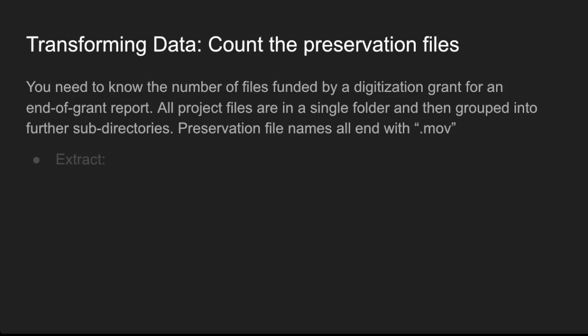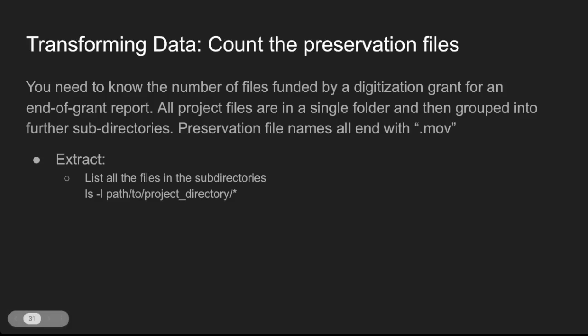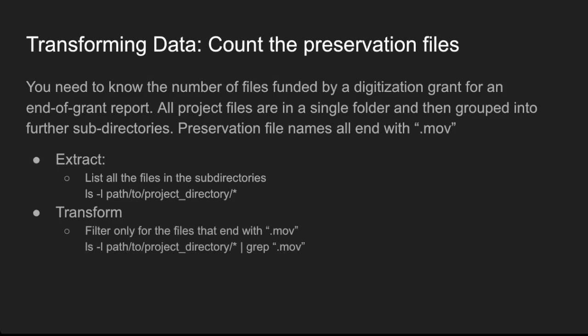Well, to extract, we list all the files in the subdirectories of that place. So ls -l path to project directory. And that will give us a big long list of all these files. Now to transform, we'll want to filter only for those files that end with .mov. So I'm going to pipe the output of that ls command over to the grep command, which is a global regular expression processing tool.